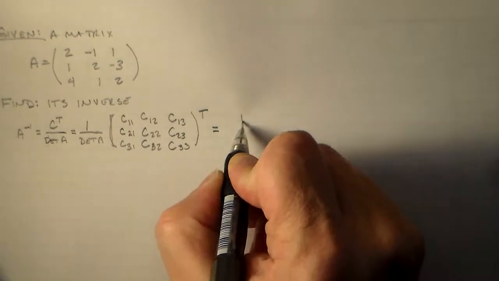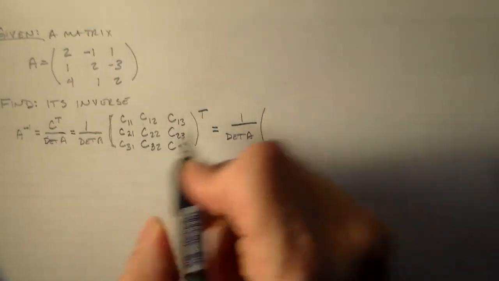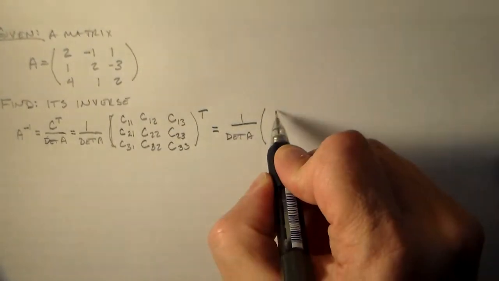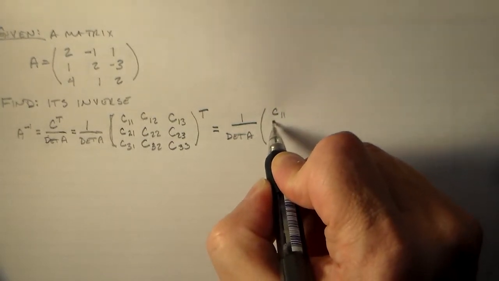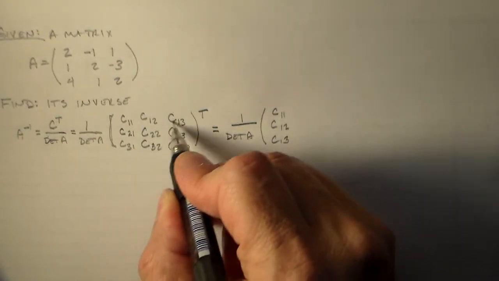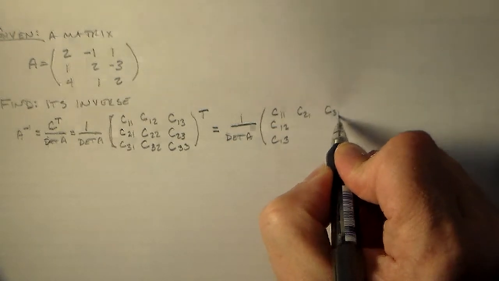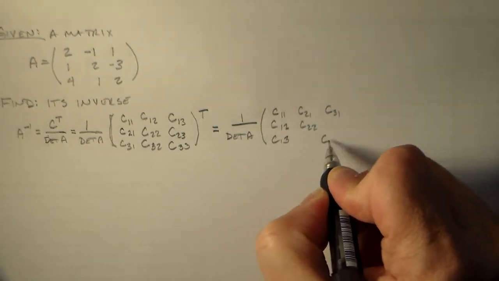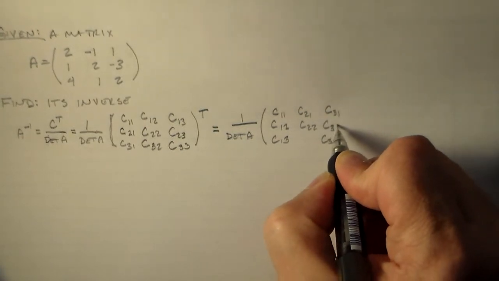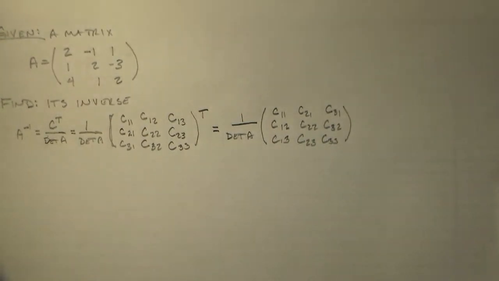And the transpose of that would be 1 over the determinant of A times the matrix where we switch this entry here and that one back there. So that's C11, C12, C13. This one's here, so this one's going to be here and that one's going to be there. So we've got C21, C31, C22, C33, C32, C23. So that's what we're going to construct to find this inverse.